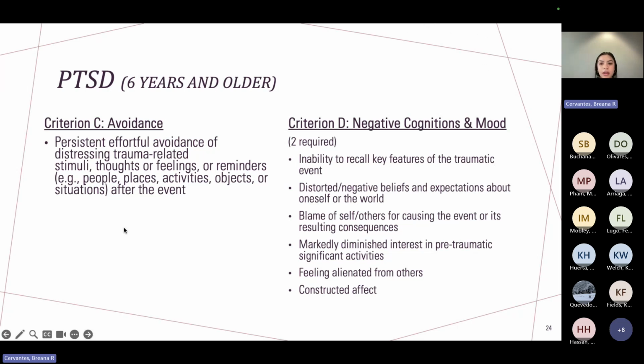Okay. And then criterion D. So this is your negative cognitions and mood cluster. And it's really any negative changes to the way we think and then the way we feel, so our emotions. And here, two symptoms need to be endorsed by the person. So examples include inability to recall key features of the traumatic event. So that maps onto cognition.